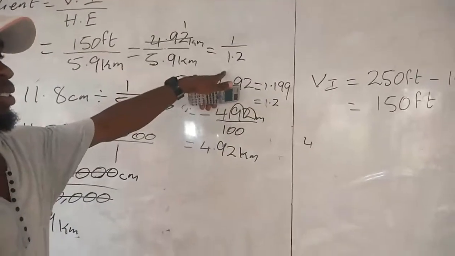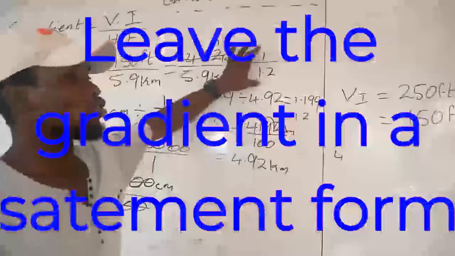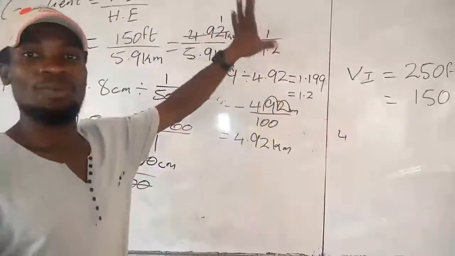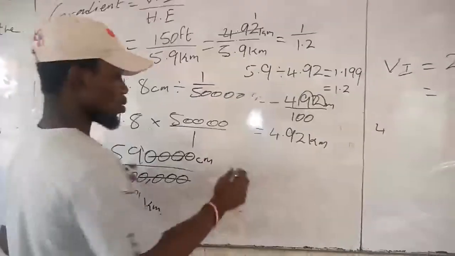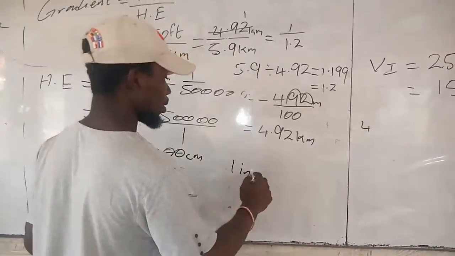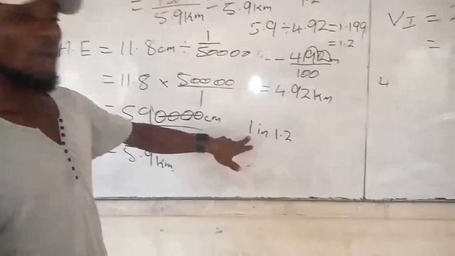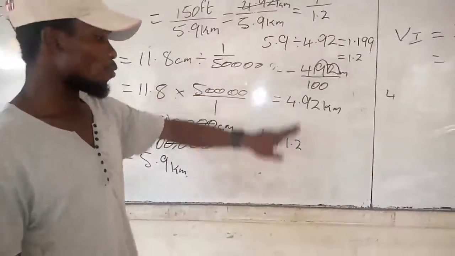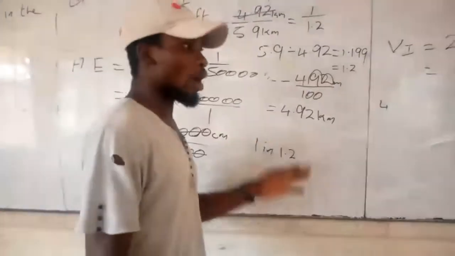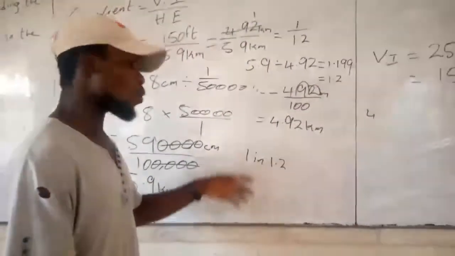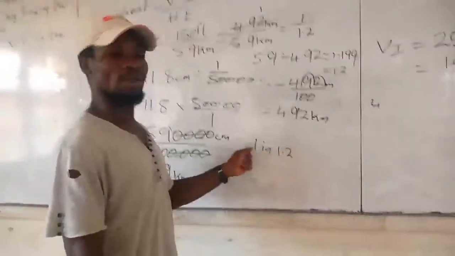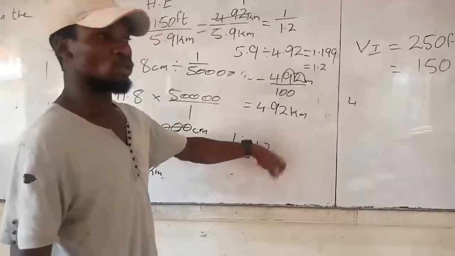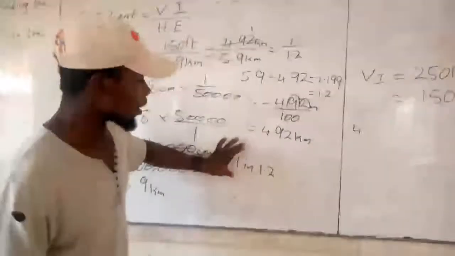This is the gradient. But you don't leave it as is. Normally, you are supposed to write it in statement form. And this we can state as 1 in 1.2. That means that for every movement of 1, there is a vertical rise of 1.2. Since there's no unit, it can be 1 kilometer, 1 inch, 1 centimeter, 1 whatever. When you move 1 of that unit, there will be a vertical rise of 1.2 of the same unit. So this is how you write it in statement form.